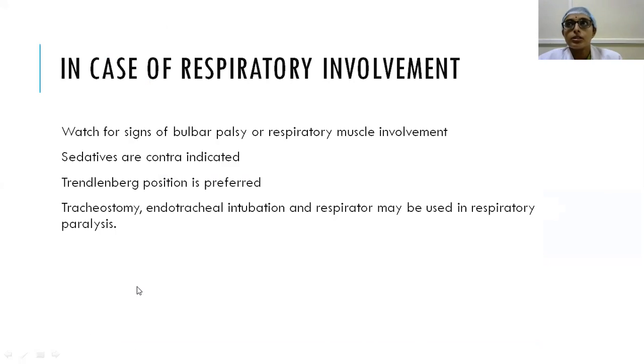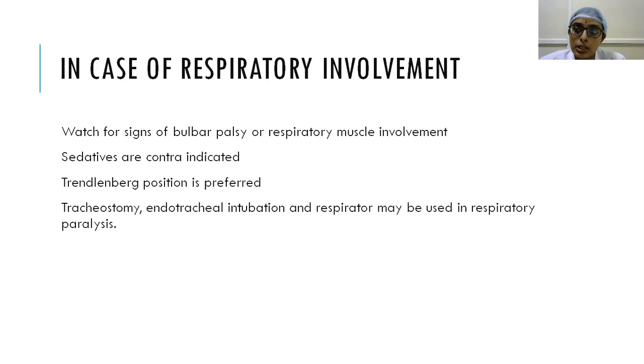So as I discussed earlier, in case of respiratory involvement, please watch for signs of bulbar palsy or respiratory muscle involvement. In this condition, usually to relieve the muscle spasms, ordinarily some sedatives will be given, but in this condition you should not give sedatives because they will contribute to the respiratory depression. So you should not give sedatives in this condition.